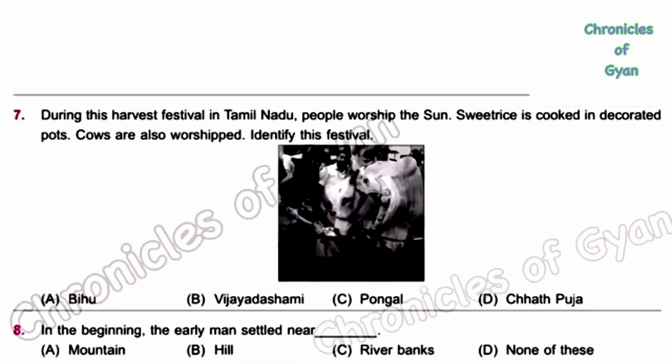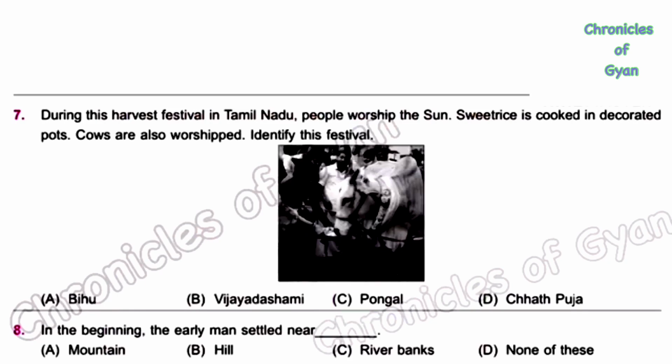Question 7. During this harvest festival in Tamil Nadu, people worship the sun. Sweet rice is cooked in decorated pots. Cows are also worshipped. Identify this festival. Correct answer is option C, Pongal.